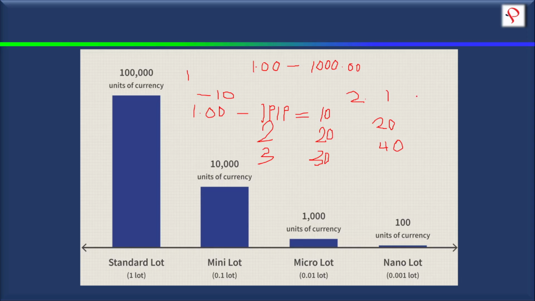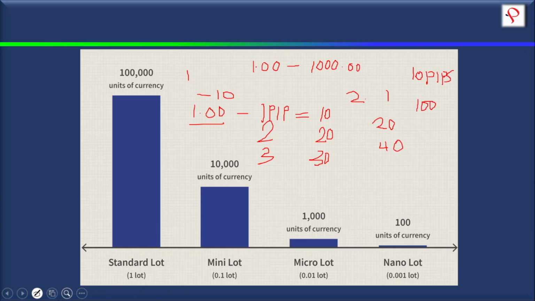So that means if you make a profit of 10 pips, for instance, let's say you made a profit of 10 pips in the market, automatically you've made $100 profit. Let's say you made a profit of 10 pips with one standard lot size. That means you've made $100 profit in the market. I hope this is clear.